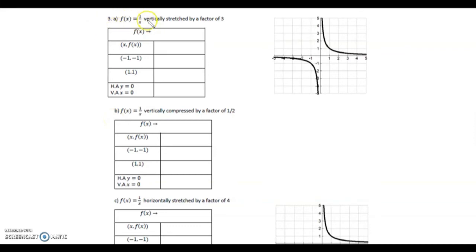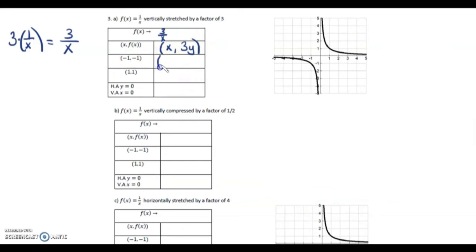Okay, 3a, f at x equals 1 over x. So now we're going to take a look at the rational function. So if this were to be vertically stretched by a factor of 3, what this means is it's going to look one of two ways. It's going to look 3 times 1 over x, but if we were to simplify this, it's just simply 3 over x. So whatever this numerator is, that's going to be the vertical stretch. Vertical stretch, again, only affects the y's. So the x's are going to stay as is, and the y's are going to multiply by 3.